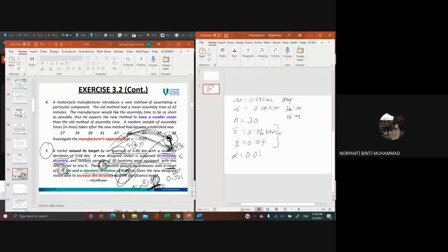So, look back at the question. When you see the question, we are talking about missed target by average. And then we have standard deviation, but this average can measure the accuracy as well. So that's why in this case, we have mu. Sometimes in the question, they ask about quality. When they ask about quality, we cannot use average to measure the quality of a certain product. We need to use variance or standard deviation.